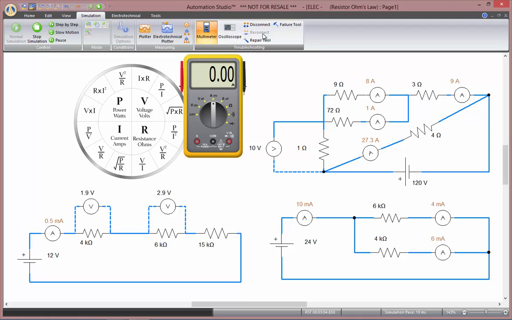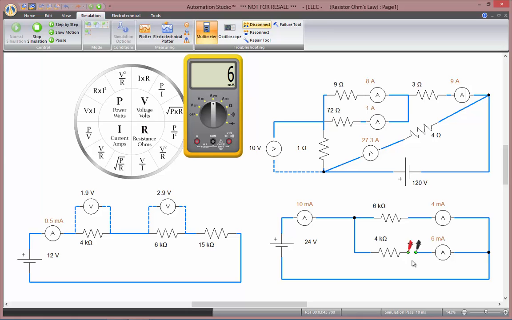So let's see here, we have a read of 6 milliamps. So I'll disconnect my line. Now there's no current anymore. So I can connect my probes there. And the 6 milliamps are back.